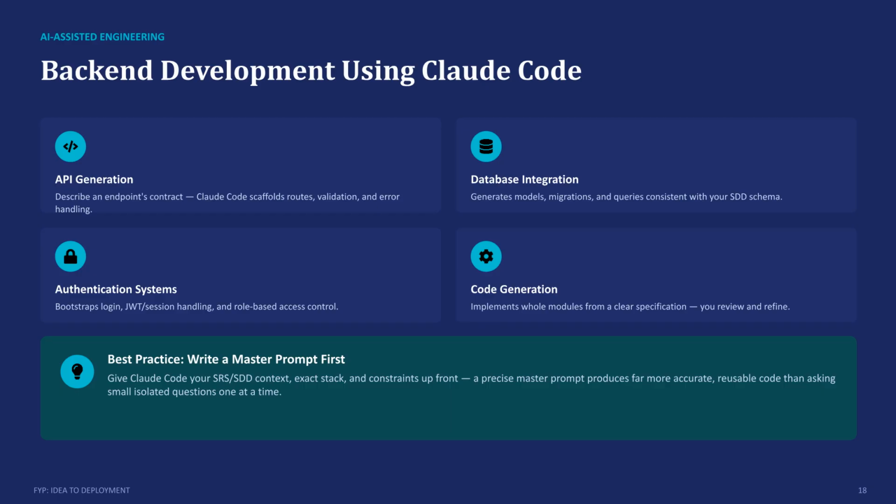For backend development, Claude Code is a powerful assistant for API generation, database integration, and authentication. Always write a master prompt first that includes your SRS and SDD context. This provides a clear specification, leading to far more accurate and reusable code than asking isolated questions.